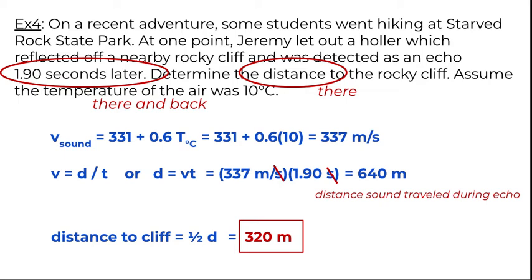So we've seen that with different types of waves, sometimes we're going to be using just this old formula, v equals distance over time. Sometimes we're going to be using the formula frequency times wavelength. You just need to look at the type of wave, type of information that you're given.